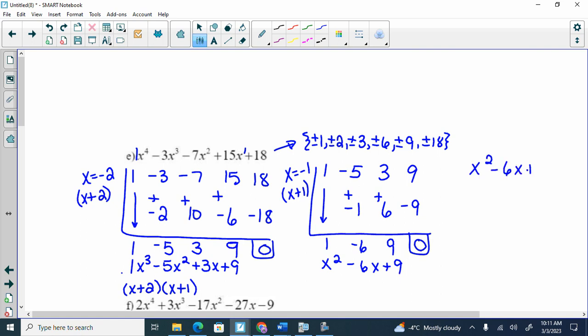What multiplies to give me 9 and adds to give me -6? -3 and -3. So we can write it like this, but you'll probably see it like this.